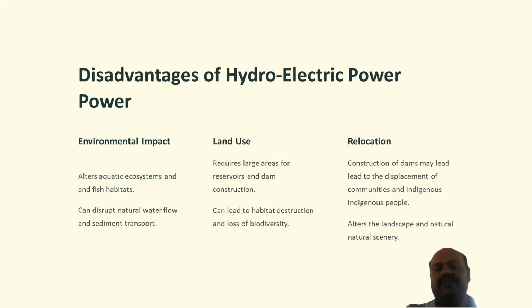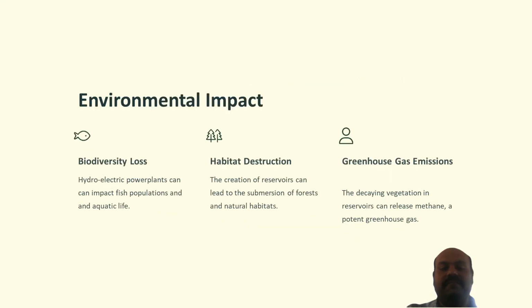So what are the disadvantages? Environmental impact, land use, relocation. It alters aquatic ecosystems and fish habitats, can disrupt natural water flow and sediment transport, requires large areas for reservoirs and dams and construction, and can lead to habitat destruction and loss of biodiversity. Construction of dams may lead to displacement of communities and indigenous people and alters the landscape and natural scenery. So biodiversity loss, habitat destruction, and greenhouse gas emissions are the major effects.